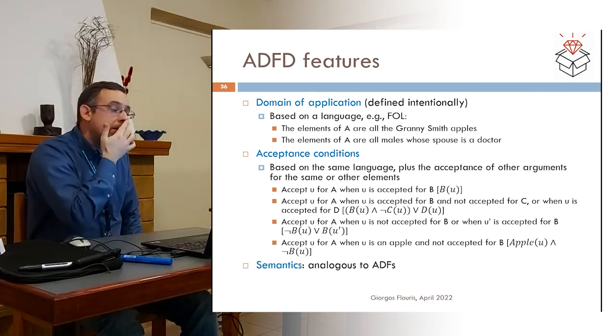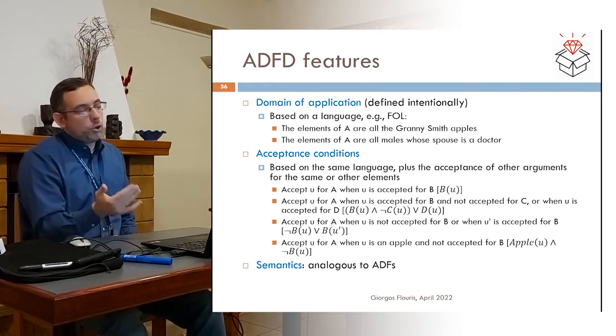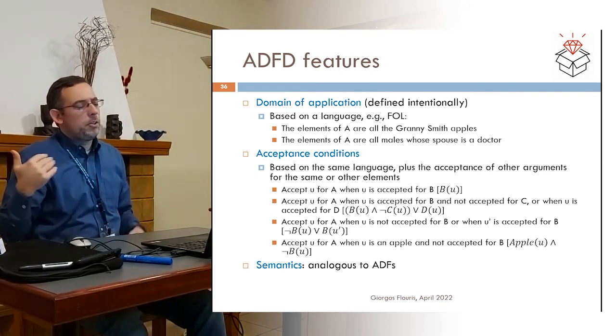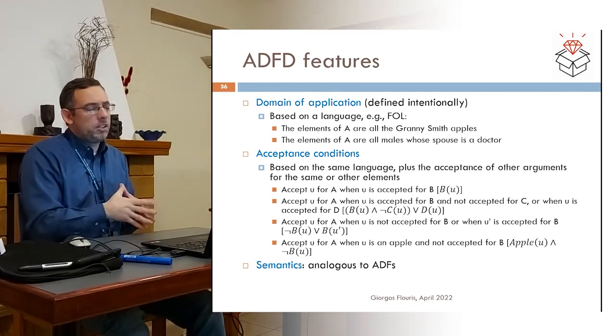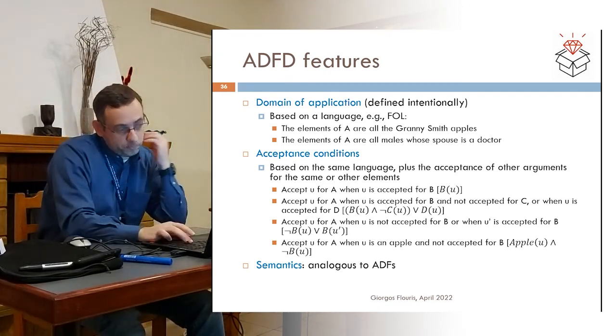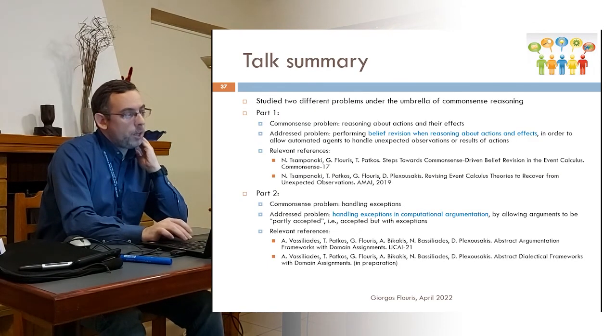And then to define semantics, you do it in a way analogous to AAFs. It's a bit more complex than the AAFs that I showed earlier because the acceptance conditions make it a bit more complex, but the idea is more or less the same. I will skip it for now because it would take a while.